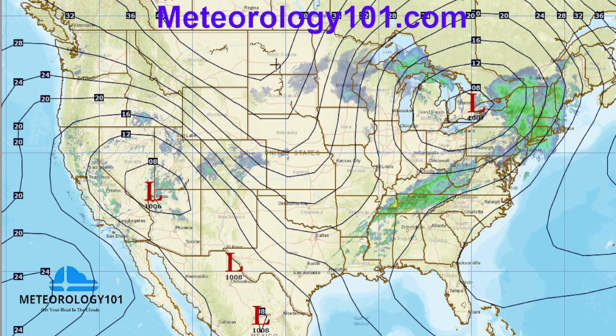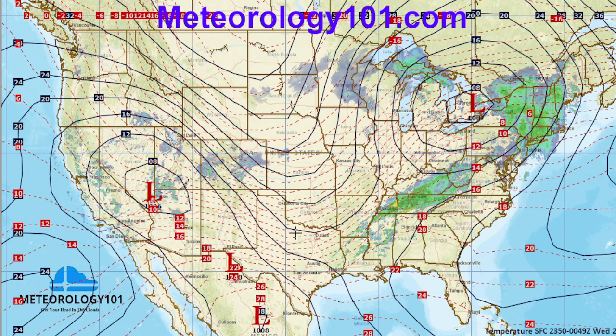So we'll take a look at some temperatures there. Let's throw some isotherms on here just to get an idea where our thermal advection is. Alright, so we still have a pretty tight thermal gradient. So we got the cold air advection right behind this low, wrapping around that high pressure system.